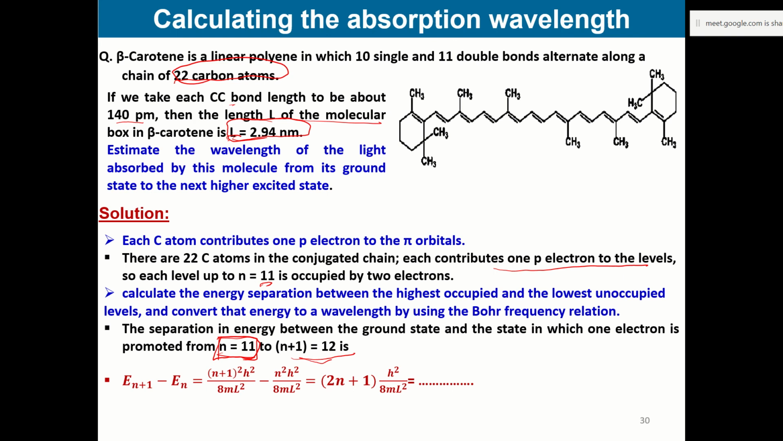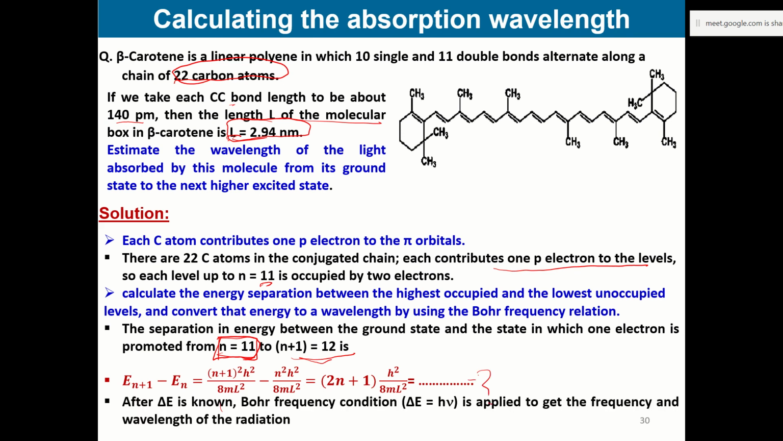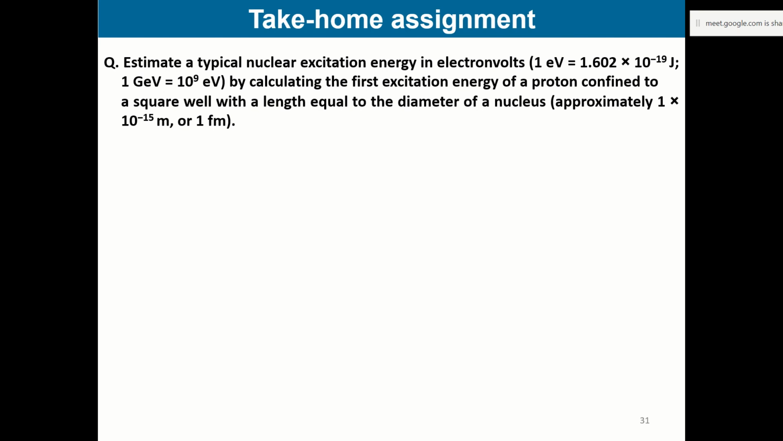So this is something you substitute and find out. Substitute n equal to 11, and n plus 1 becomes 12, and then calculate. This is the delta E, it should be equal to h nu, and nu is known, so you can find out the wavelength and frequencies. In a similar way you can do it yourself.